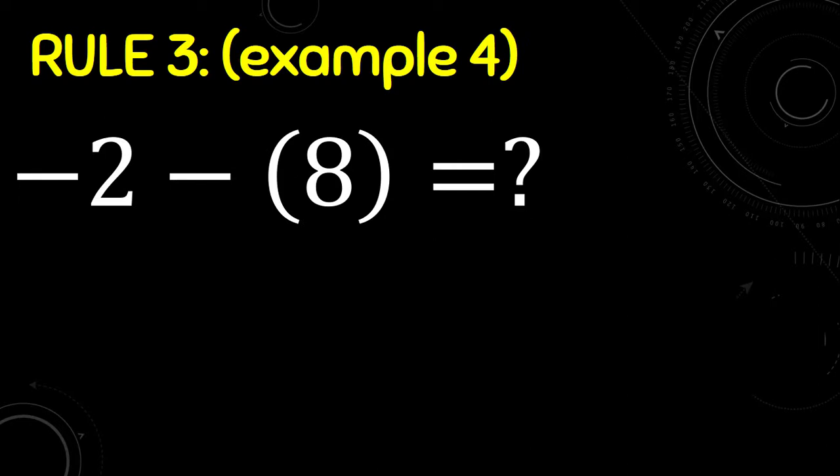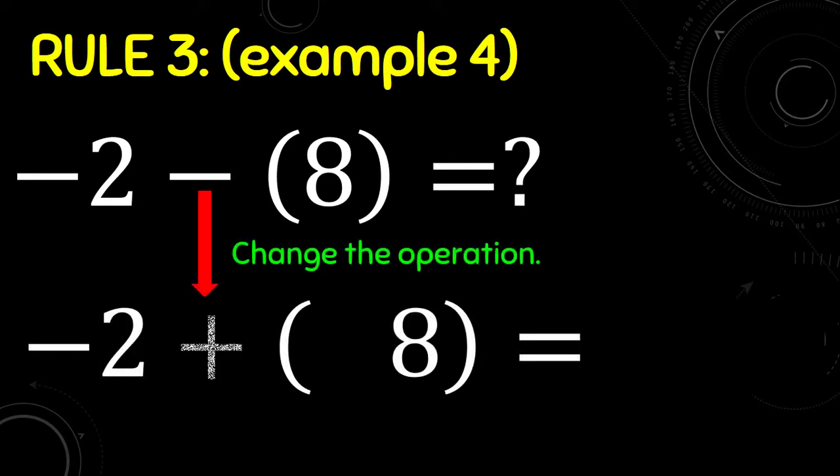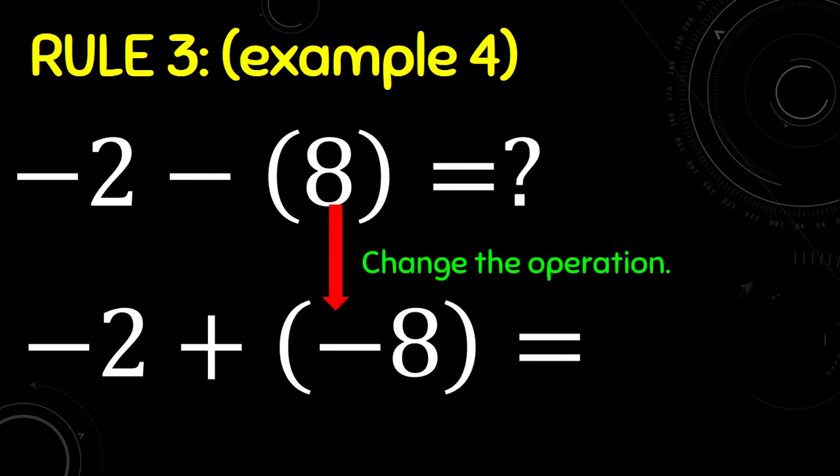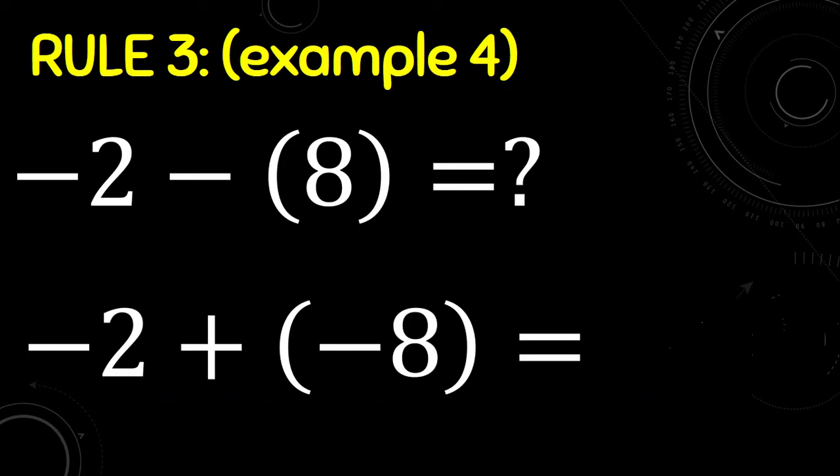Another example, we have here negative 2 minus positive 8. Again, we have here negative 2. Change subtraction into addition. And positive 8 will become negative. Applying rule number 1, we add two negative numbers. Our result is negative, and that is negative 10.